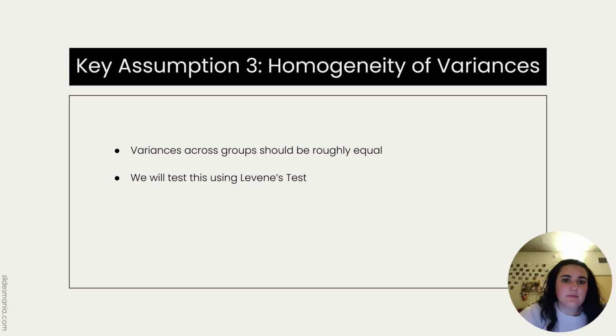And finally, the third assumption is equal variances, called homogeneity of variances. The spread of data in each group should be roughly similar. In SPSS, we test this using Levene's test. If variances are too different, we may need a different type of ANOVA, like Welch's ANOVA.